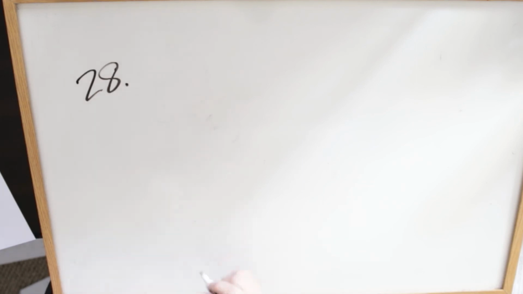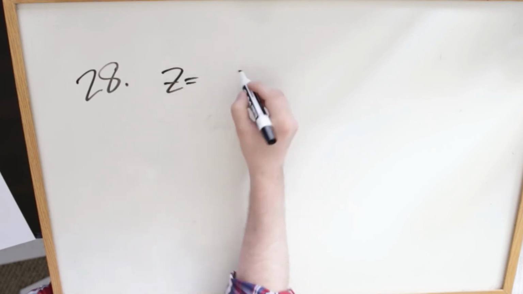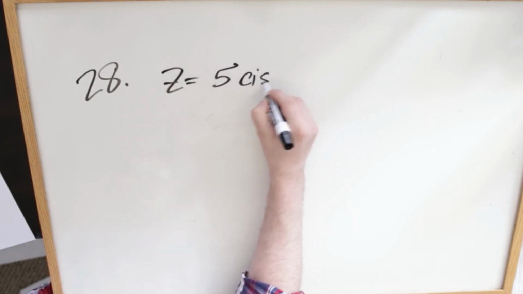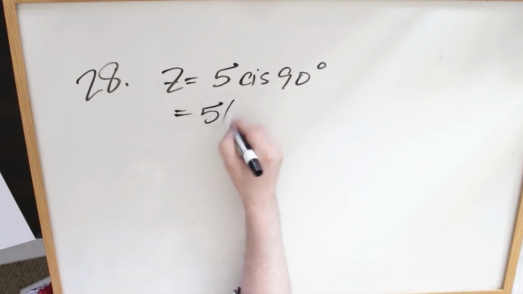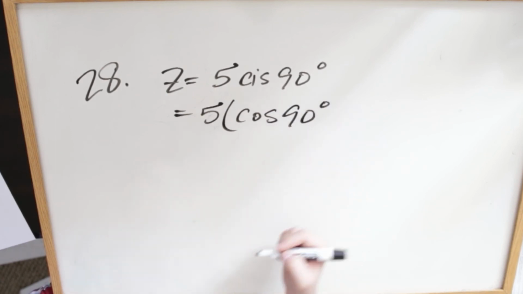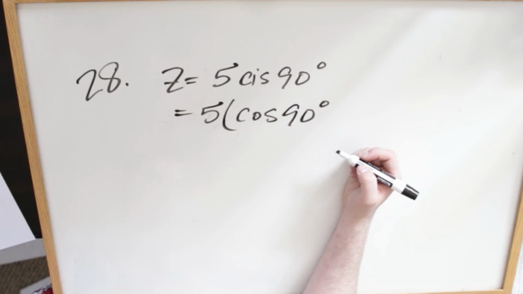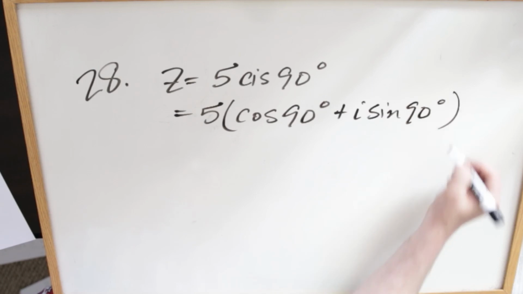All right, question 28. This is actually going to be the last question. We're only going to have like 5 homework questions tonight, and I'll probably give you a quiz here in the next few days, so just bear that in mind. 28. z is equal to 5 cis 90 degrees. So this is the same thing as 5 times cosine of 90 degrees plus i sine of 90 degrees. What's the deal with them using 5 as a modulus every time? I don't get it.